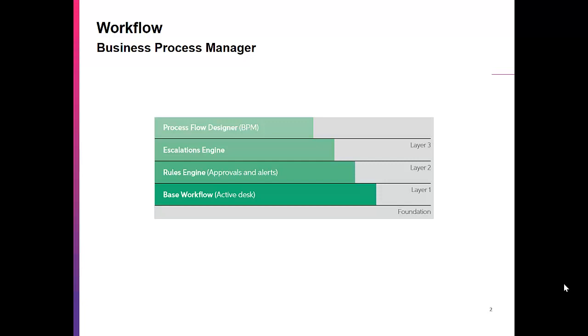Next up, escalations. Using alerts and approvals, escalations is a way of sending a notification to another user, such as a supervisor, team leader, or manager, when an action is not performed, thereby escalating an action or a request.